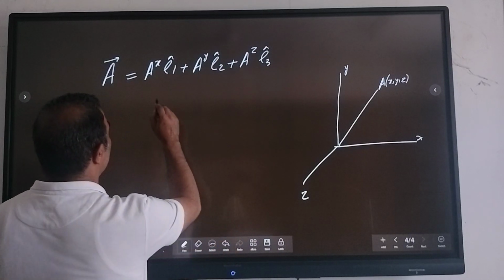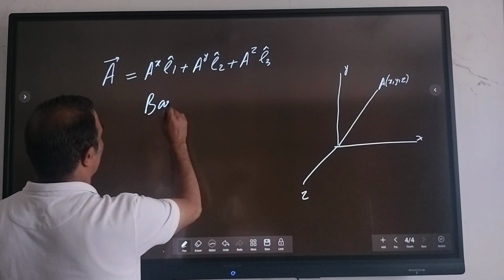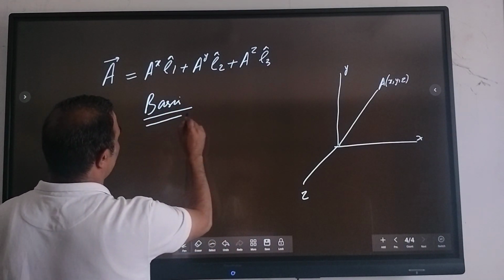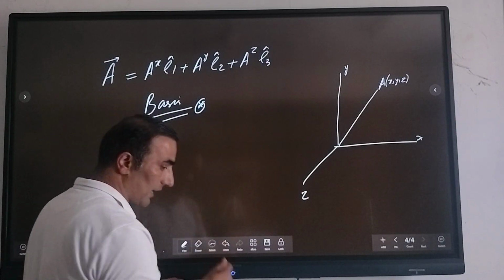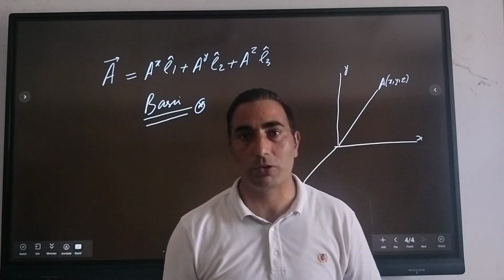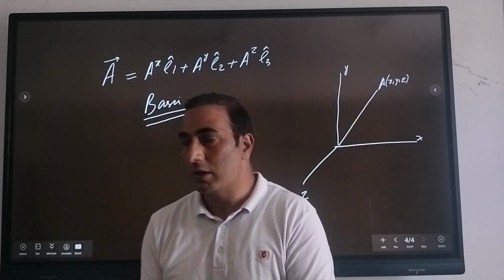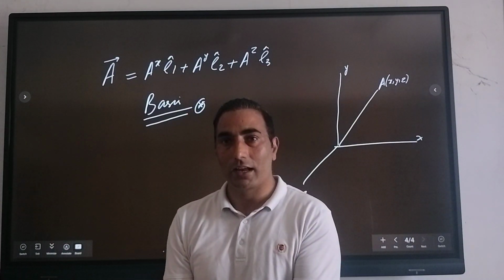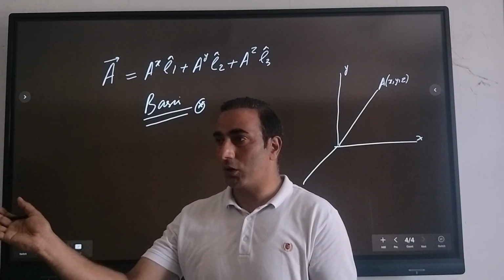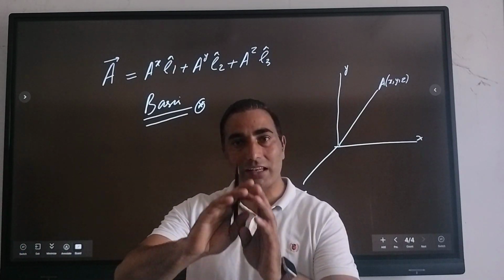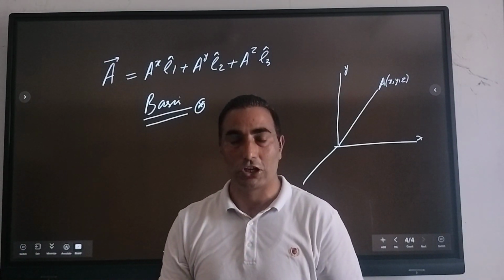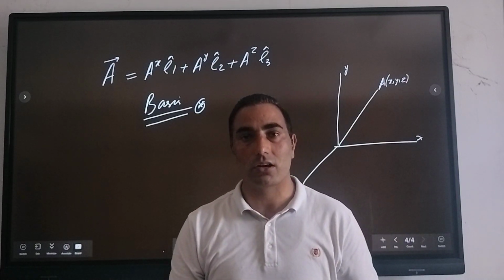So if we define now the basis, basis is simply a set of vectors, like these orthonormal unit vectors. If I have a set of vectors in some space V, and you represent another vector in terms of the linear combination of this set of vectors, then this set of vectors is called a basis.